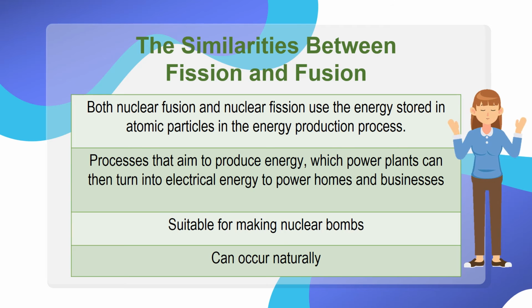Next, both fission and fusion are processes that aim to produce energy, which power plants can then turn into electrical energy to power homes and businesses. It is the energy the atom releases as it changes into a different form that the power plant harvests.